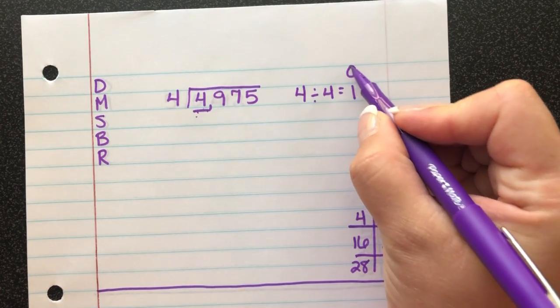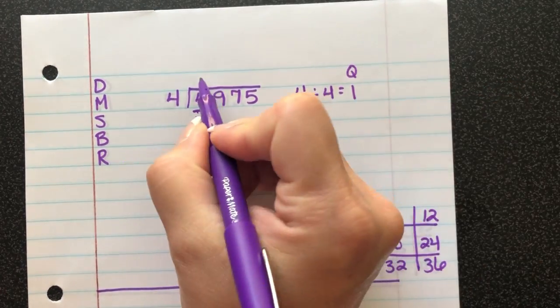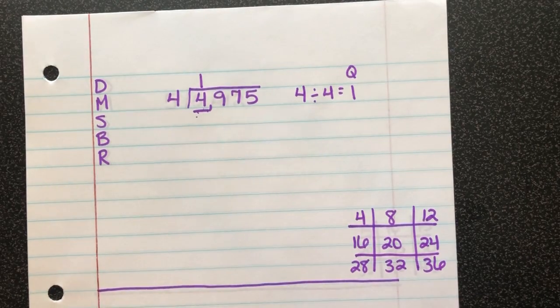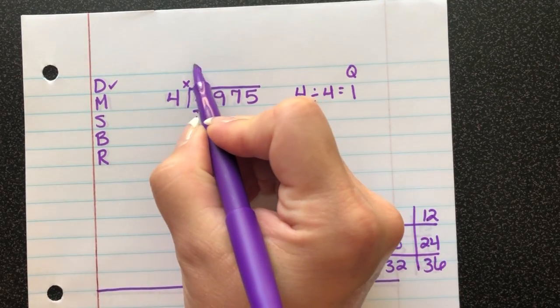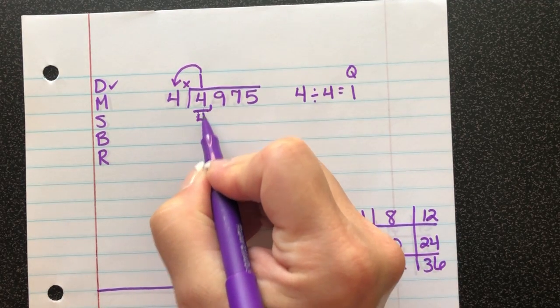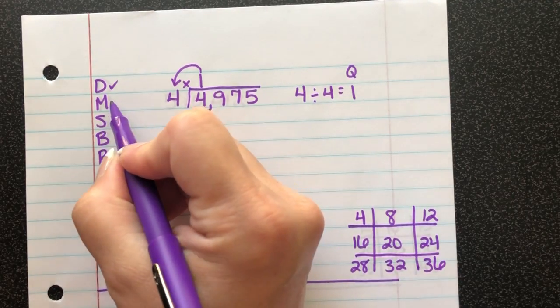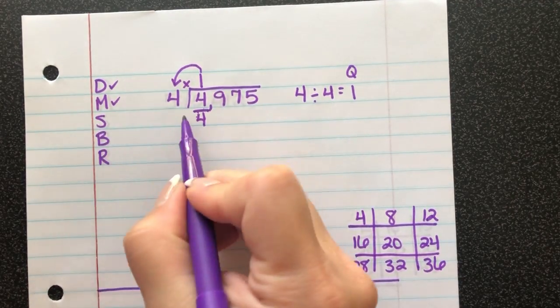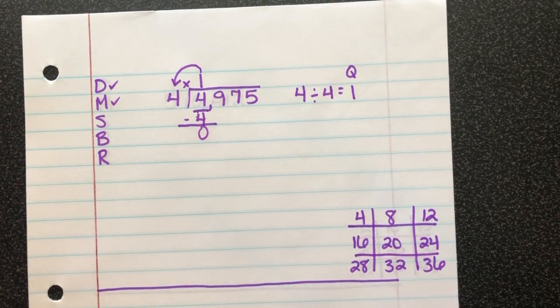If you know those multiplication facts, you automatically know the division facts. So everything over here is a quotient. The answers to division problems are quotients. Quotients go up here, so I'm going to put the 1 at the top. So we've divided for the first time. Next step, multiplication. I need to multiply the 1 times 4. 1 times 4 is 4, so that's going to go directly underneath the 4 that I underlined. So I've multiplied. Now I need to subtract. I'm going to subtract 4 minus 4, which equals 0.